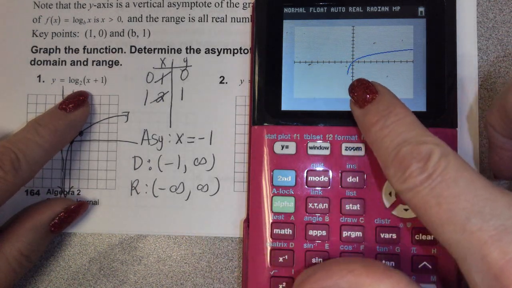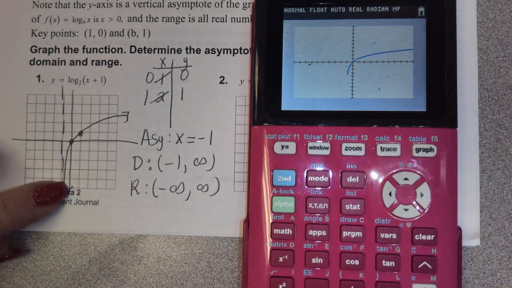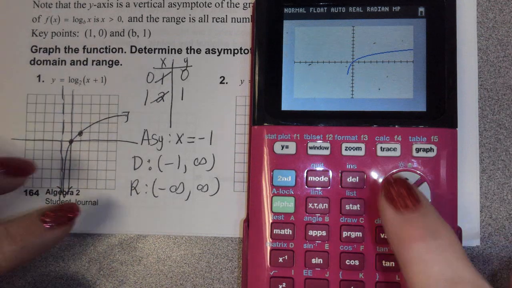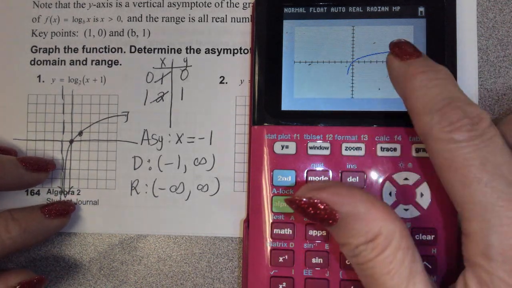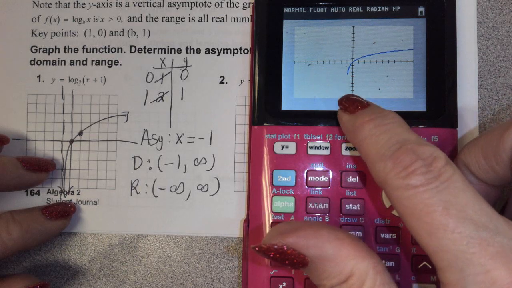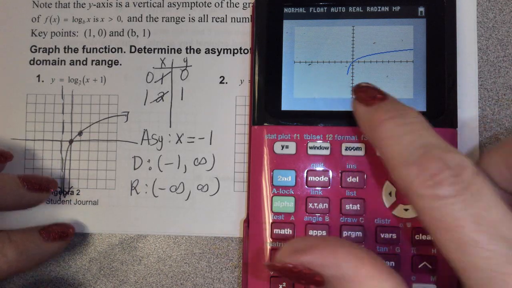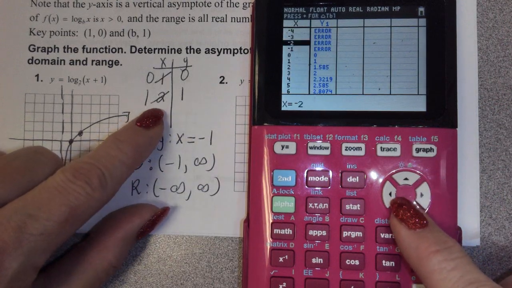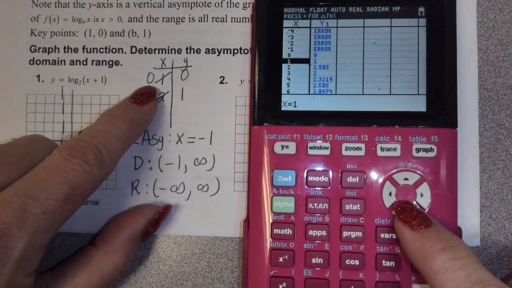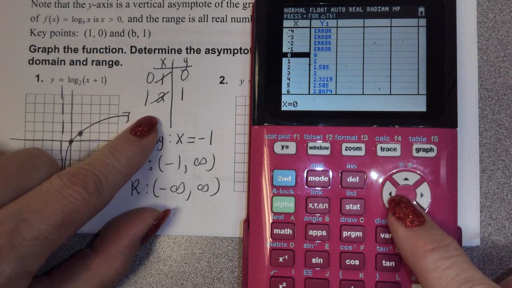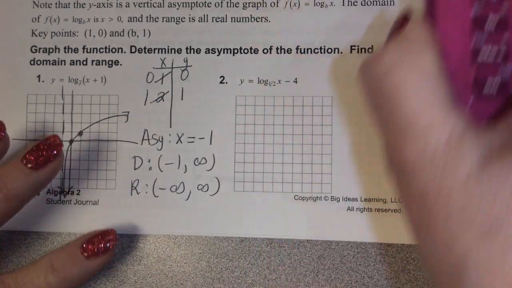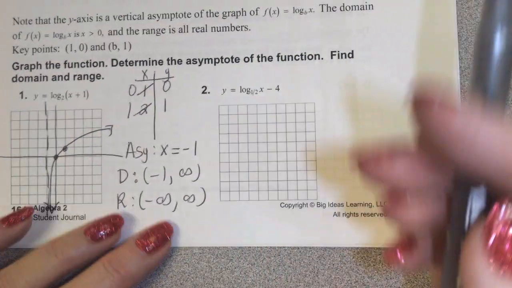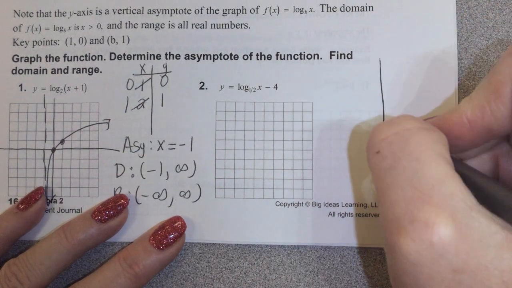It does keep going down. If you don't make it go down on the quiz or test, I'll have to take points off, because that means you're just looking at the calculator, not understanding that it keeps getting closer and closer to that asymptote. If I want to check my table of values, I should see my point 0, 0, and 1, 1, and I do. All right, let's try this one now, making our chart.